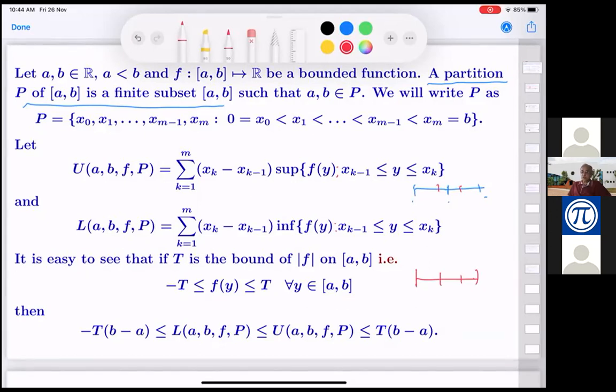So that is the idea, that if we get two incomparable ones, we put all of them together and call that a new partition, and then that will be a common refinement for both.